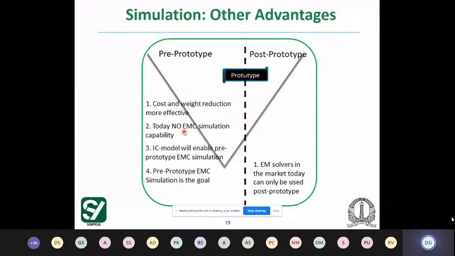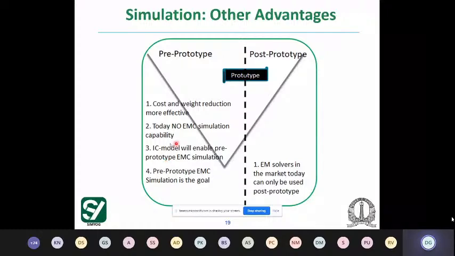So for example, one of the key things here is the cost and weight reduction, right? In particular for drones, you can imagine that weight reduction is a big critical issue. How do you reduce weight? You reduce some of the metallic parts. If you reduce the metallic parts, then there is more interference. And therefore, to enable cost and weight reduction, you need EMC simulation capability at the beginning. And so the first time we touch upon the subject of this presentation, which is IC models. The reason there is no pre-prototype EMC simulation available anywhere today is because of the non-availability of these IC models. And I'll explain more as I go ahead.